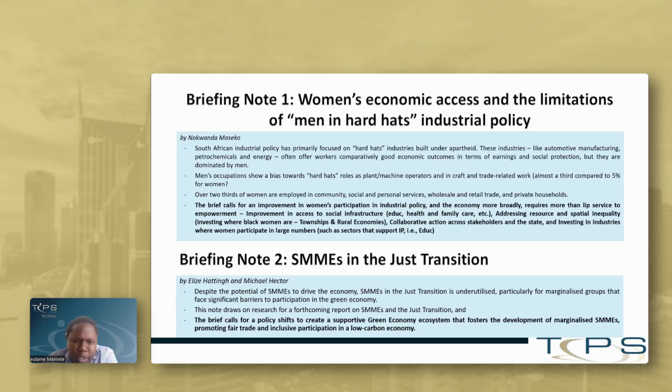Then the last one is on SMMEs in the just transition. This brief calls for policy shifts to create a supportive green economy ecosystem that fosters the development of marginalized SMMEs. It also calls for promoting fair trade and inclusive participation in the low carbon economy for SMMEs.